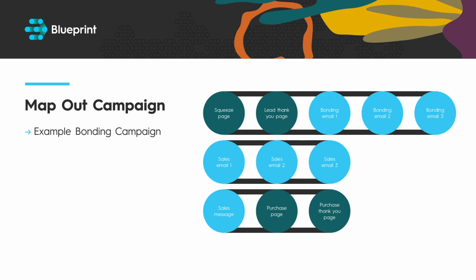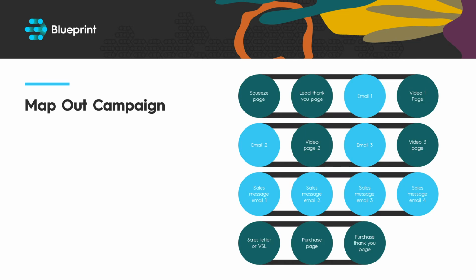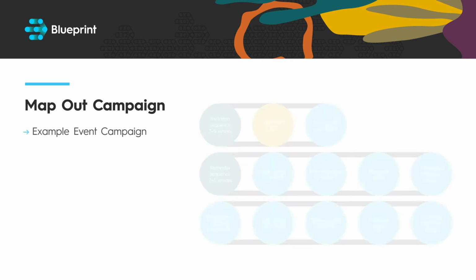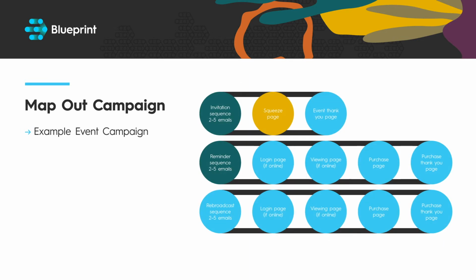The next email marketing campaign example that you can see here is a multi-video campaign. If you are great on camera, a multi-video campaign is a great choice. It's similar to a bonding campaign, but you are using video. Webinars or other events can work very well if the price of your product is higher. Your event can be automated or live.